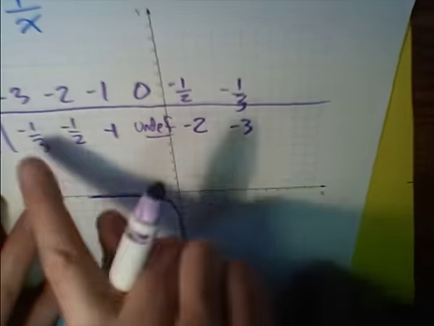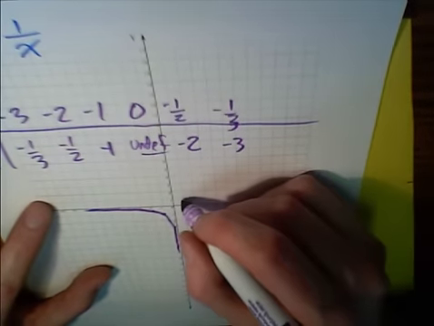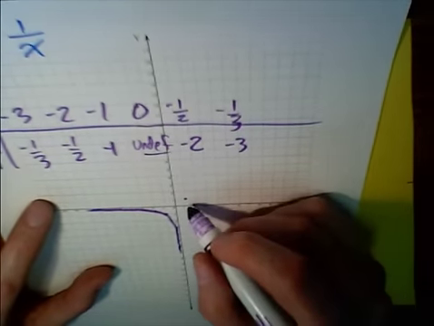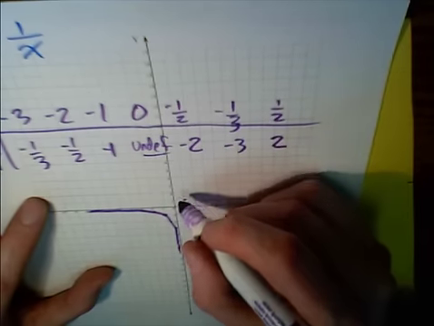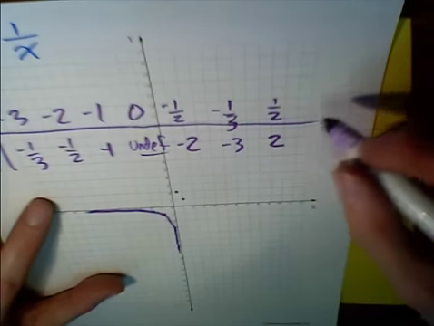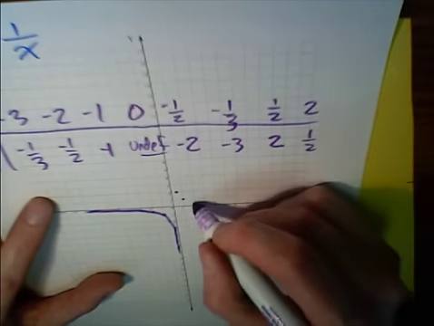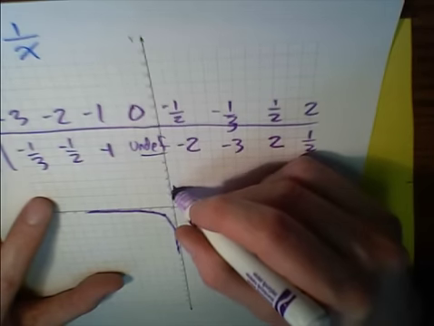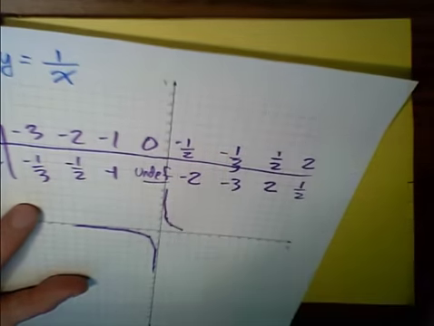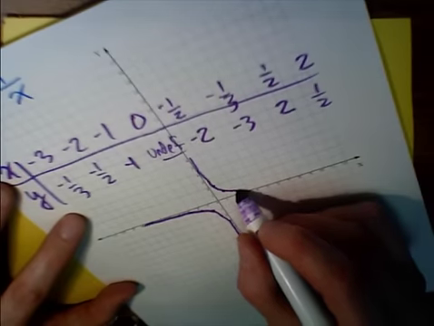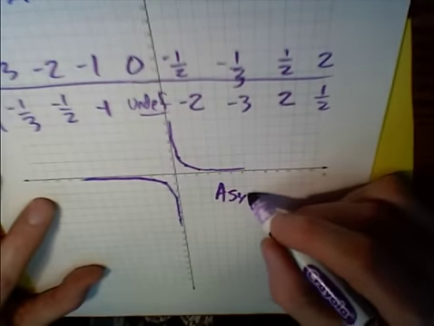On the positive side, we're going to get the exact same pattern. If we plug in, first off, 1, 1 always works. But if we plug in 1/2, if x is 1/2, y is 2. If x is 2, y is 1/2. So we're going to get a similar pattern on the other side. It's going to get very close to the y-axis, and it's going to taper off very close to the x-axis. And these are called asymptotes.